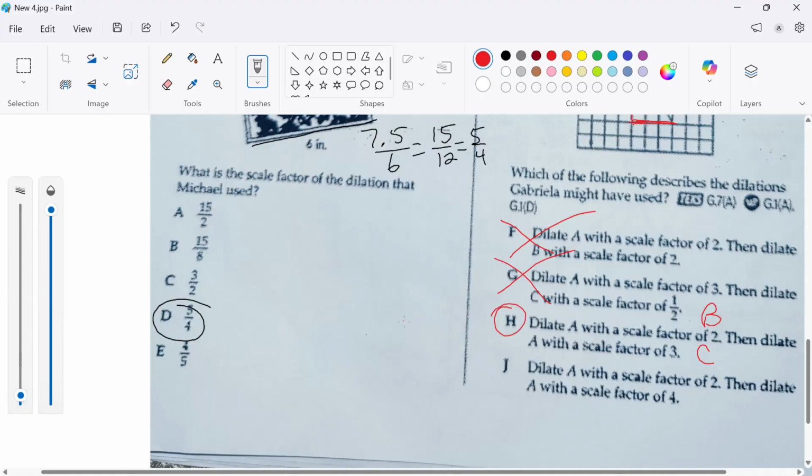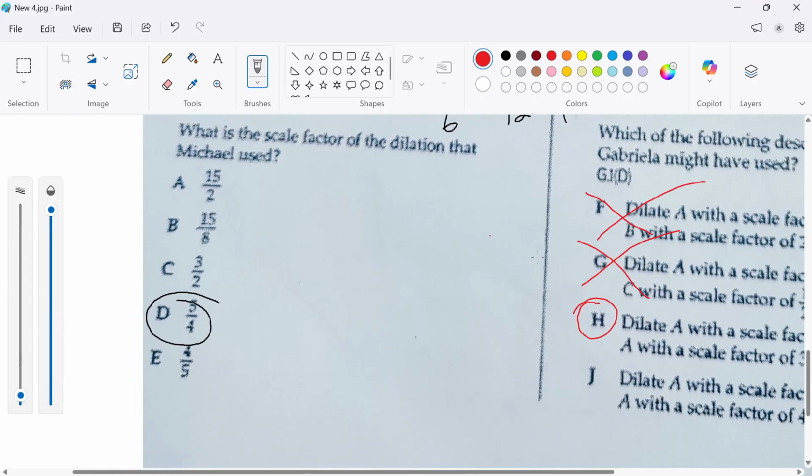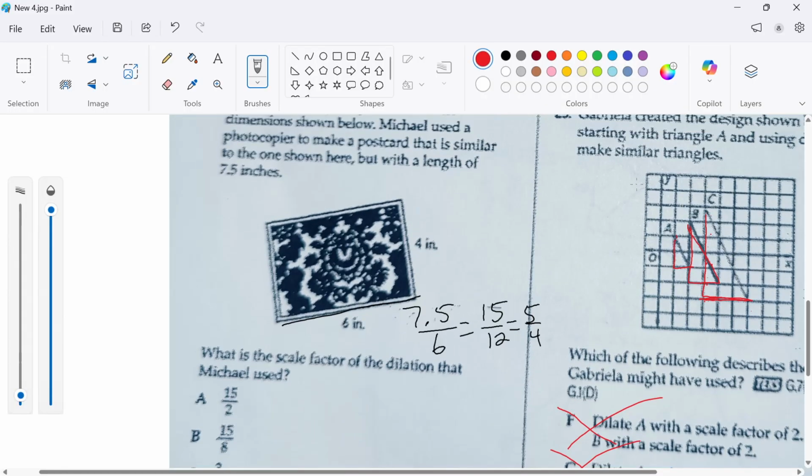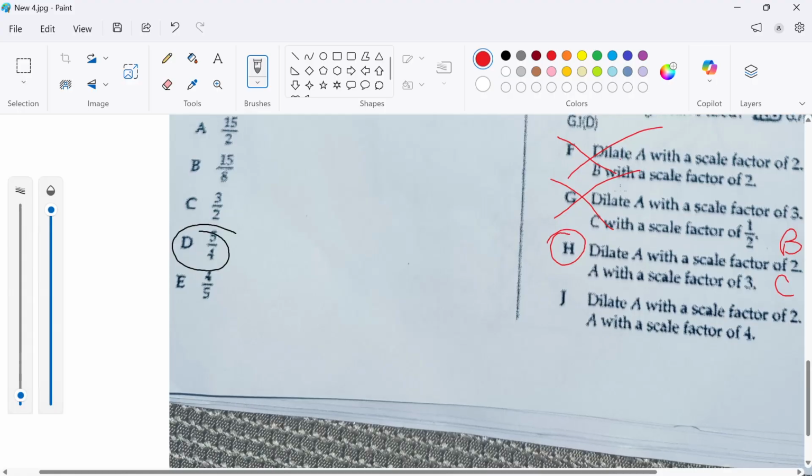And then dilate A with 2, then dilate A with 4. Well, no, because C is not 4 times A. It's only 3 times A. So the answer is H.